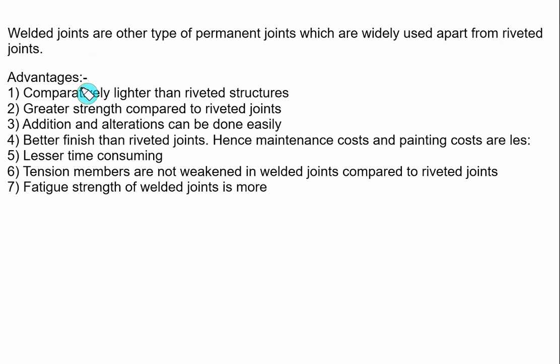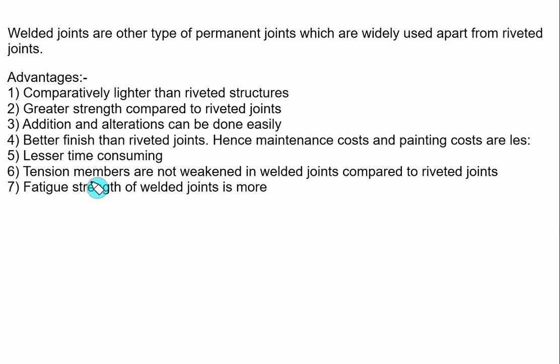There are certain advantages of a welded joint. It is comparatively lighter than the riveted structure. It has greater strength compared to riveted joints. Additions and alterations can be done easily, and we have a better finish than the riveted joint, because after you do the welding, you can do the grinding and meet the finishing surface requirements. Its maintenance cost and painting cost are also less. It requires less time compared to the riveted joint.